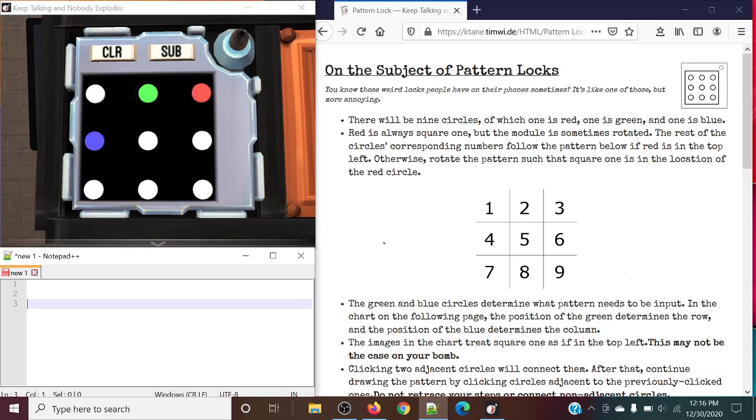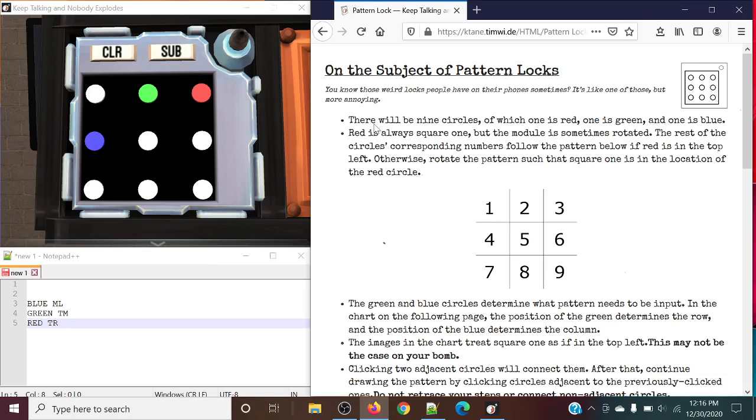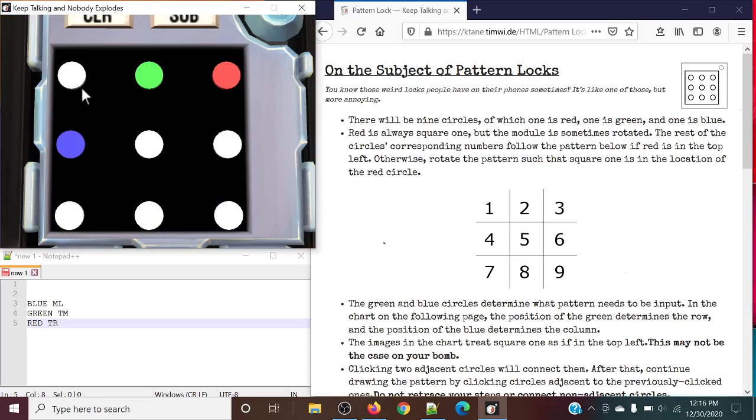So what we need to do is, we have blue in the middle left, we have green in the top middle, and we have red in the top right. It is very important to note that red will always be in one of the four corners, and you'll understand this in just a second. Red is always going to count as square one. There will always be 9 circles, one of which is red, one of which is green, and one of which is blue. Taking a look at this graph here, if red was in the top left, this would be how things normally work.